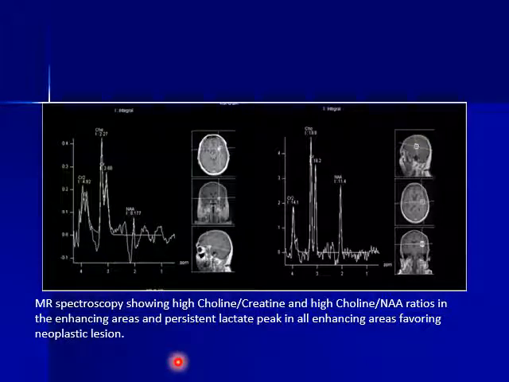Also, MR spectroscopy of the anaplastic type is more malignant compared to the benign one. As you see here, there is a much greater increase of choline and decrease of NAA in the anaplastic type, while in the benign type, there is a milder decrease of NAA and increase of choline. Also, we can see lactate peaks in the anaplastic one.